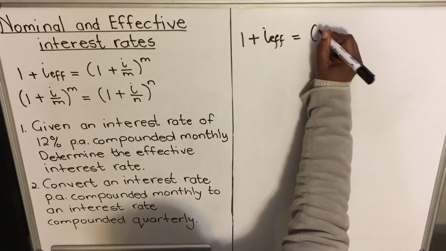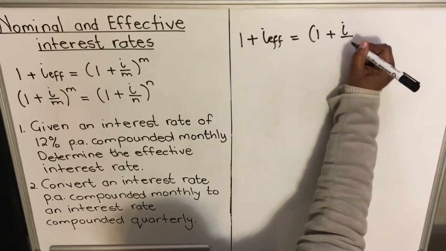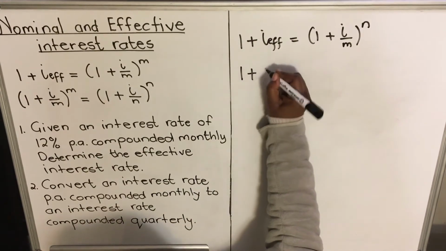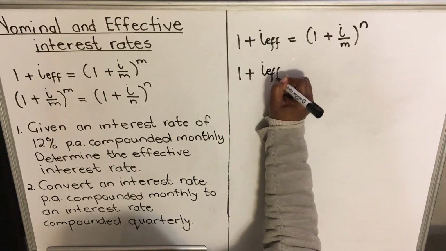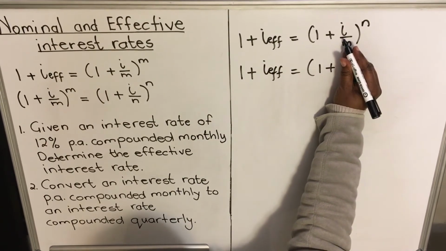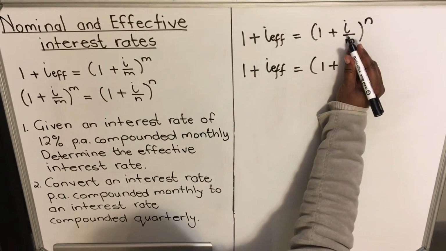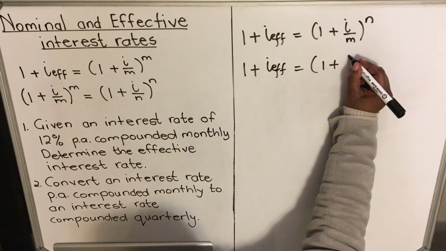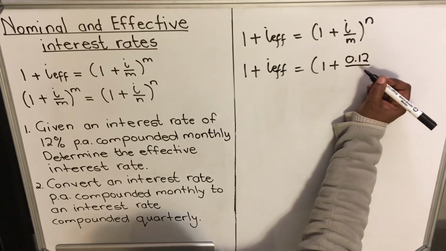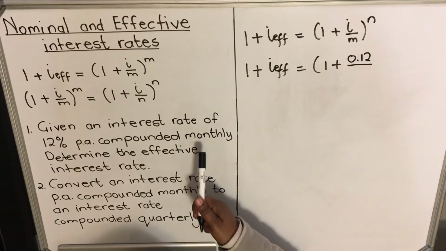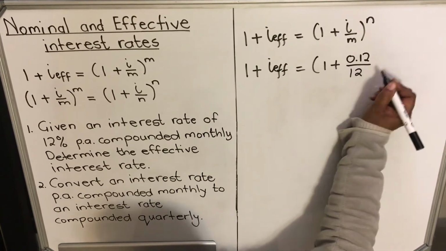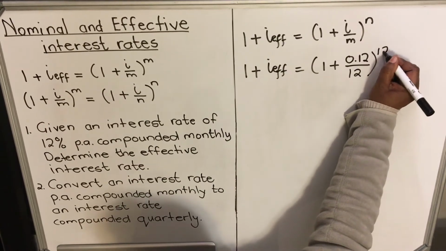Effective is equal to 1 plus interest nominal. So it's 1 plus, I'm calculating the effective, 1 plus. The interest is 12%. You always write your percentage as a decimal, so it's 0.12 divided by. They said compounded what? Monthly. You say to yourself, how many months in a year? 12. And then here it's 12.